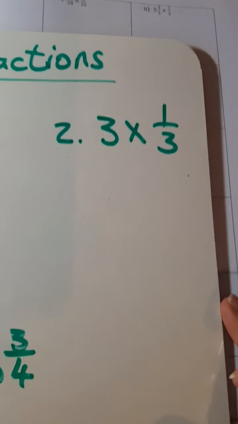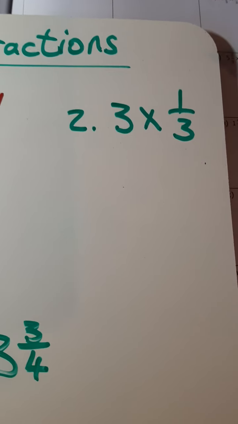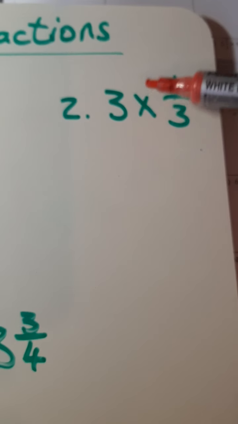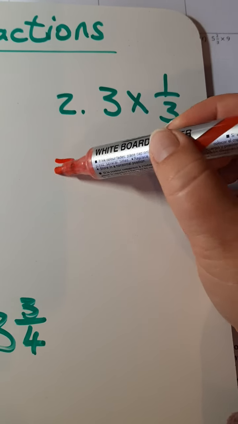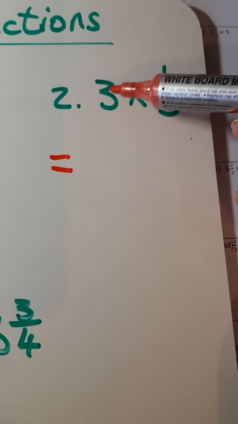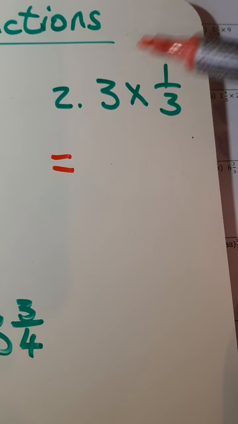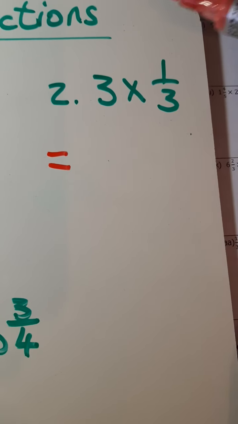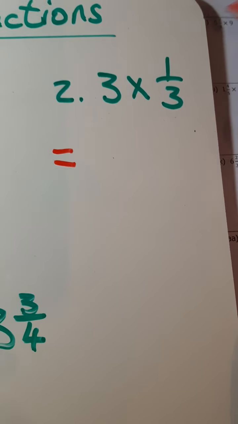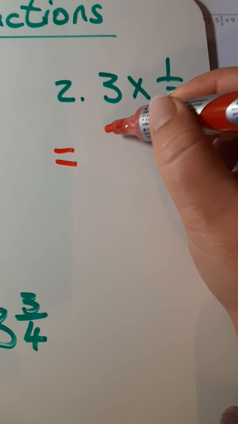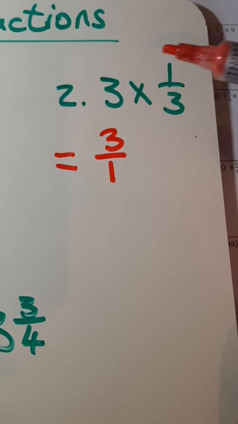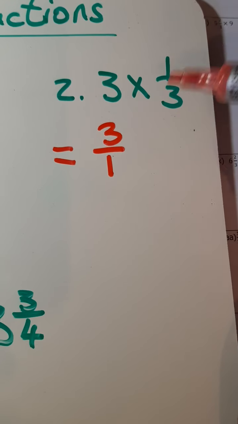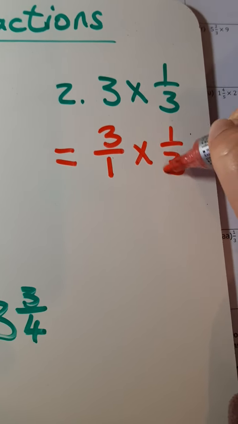When I look at example 2, I see it's a 3 multiplied by 1 over 3. Now this 3 is not a fraction, but we can make it a fraction so that we can see what to cancel out or what to multiply. When I make a whole number a fraction, I just put it over 1, because 3 is the same as 3 over 1. And then I multiply it with 1 over 3.